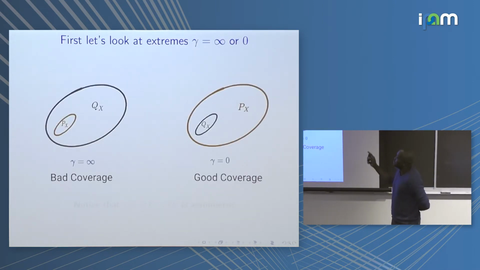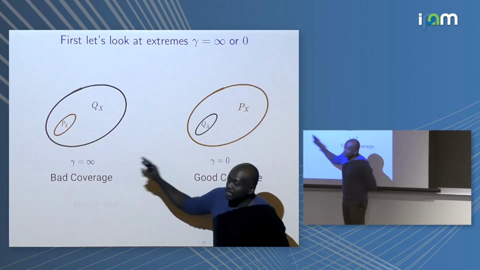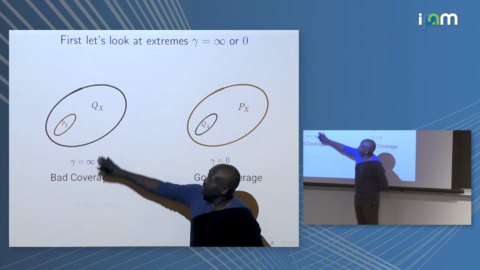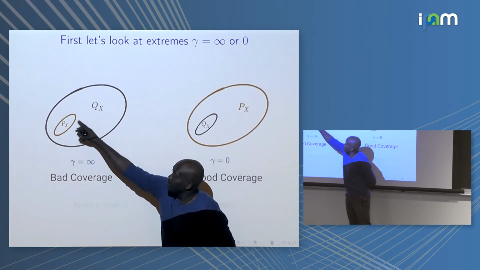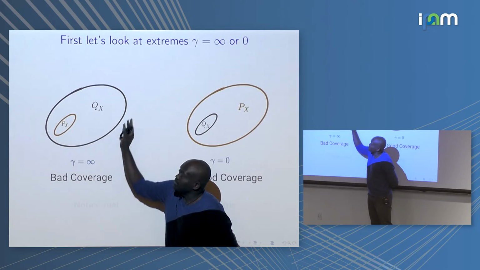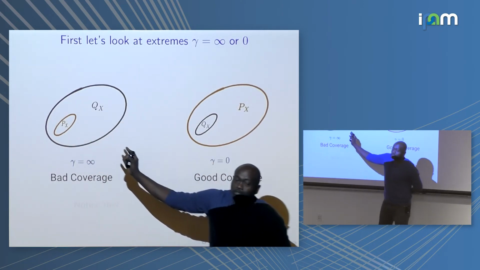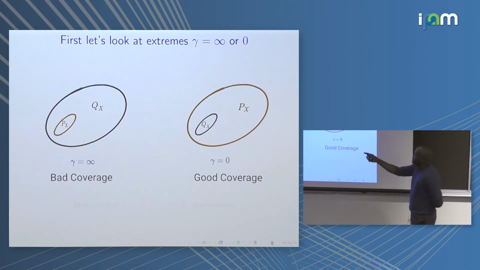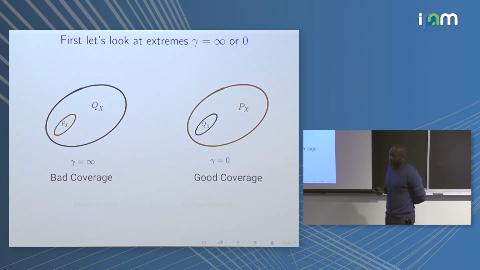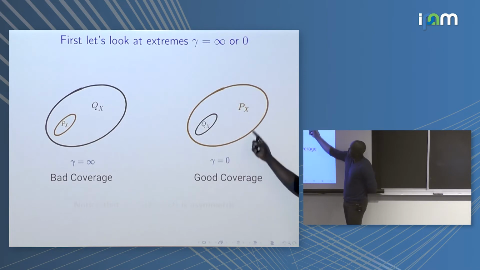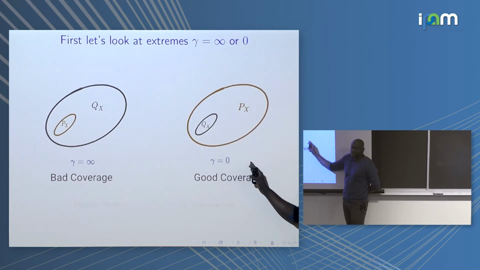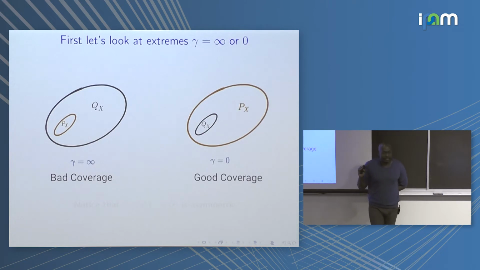So first, let's try to understand what this gamma means. Let's look at the extremes, gamma equal to infinity and gamma equal to 0. At gamma equal to infinity, this is what we have. It just captures our intuition. Bad coverage means here that the support of P is inside the support of Q. So there is a lot of the support of Q that is not covered by the support of P. In this case, gamma can be shown to be infinity. Good coverage is this, where P fully covers the support of Q. In this type of case, typically gamma will be 0. So transfer will be very easy in these cases.